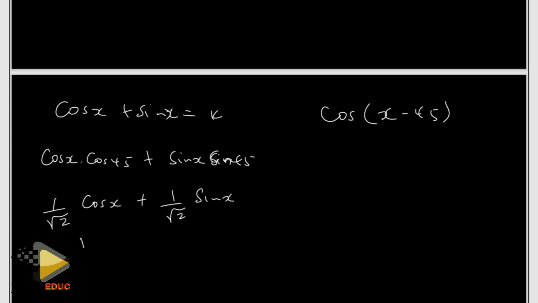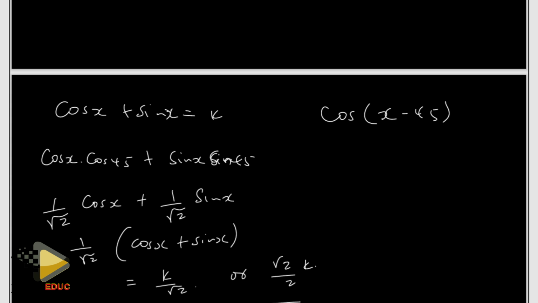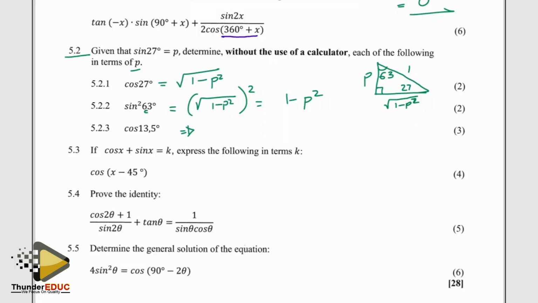Okay, so take out the 1 over root 2. I'll have cos x plus sin x. We know that this is k, so that's going to be k over root 2. Or you can have root 2 over 2 with a k. That's if you use the calculator straight away. Alright, so that is how that question would be done. Then 5.4, they want us to prove this identity.